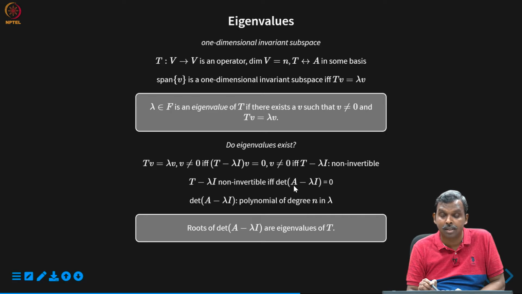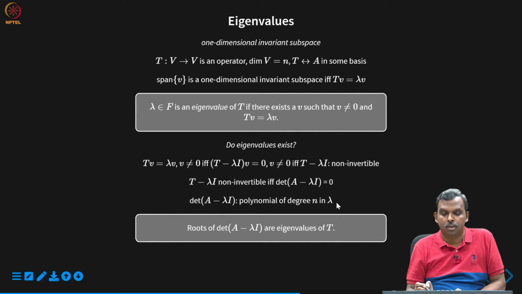I can pick a basis, pick a matrix, and then look at determinant of that matrix minus lambda I. That should be equal to 0. Now what is determinant of A minus lambda I? Looking at the formula, at the cofactor expansion, etc., you can easily see that determinant of A minus lambda I is a polynomial of degree n in lambda.